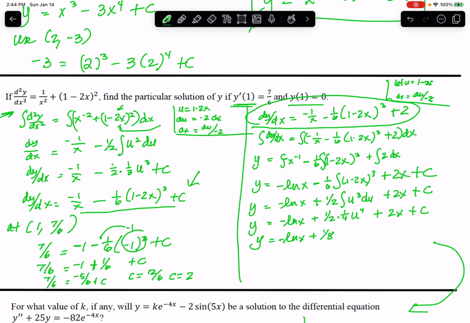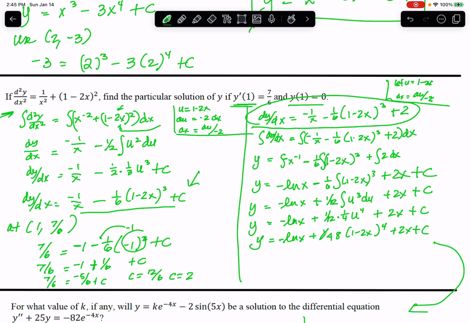Wait, did I have this as 1? This was supposed to be way back here. Remember I pulled the du, when I did the du, it was supposed to be 2, and so this is supposed to be 12 this whole time. And so now it is, and I hope you got that. You probably did. I just had written a 2 instead of a 12. 1 over 48 u to the 4th, so that's 1 minus 2x to the 4th plus 2x plus c. Okay, so that's my general solution.